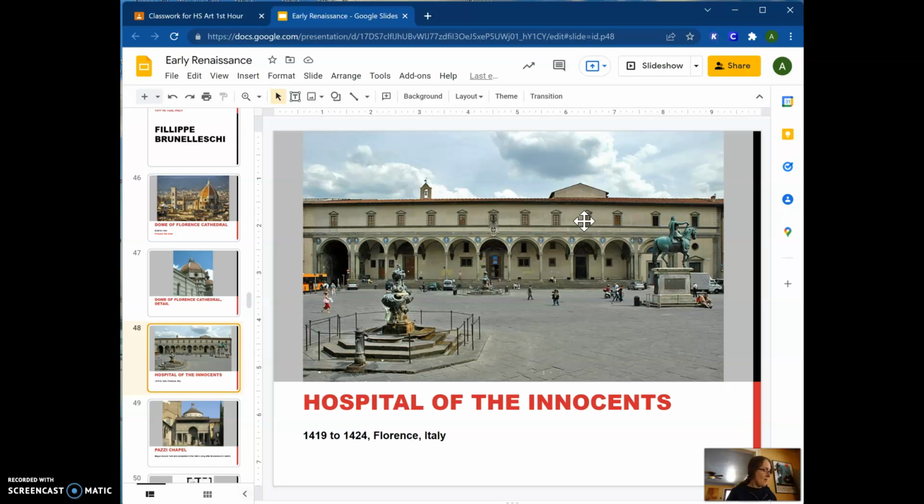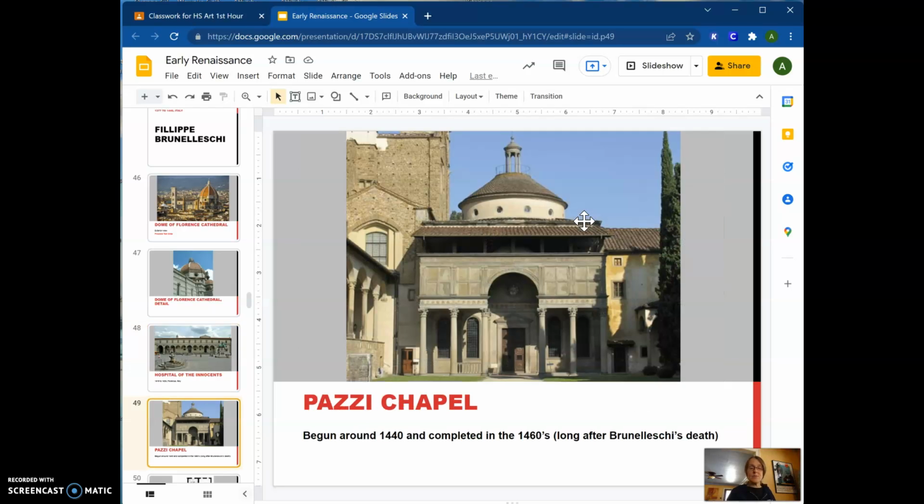All right, now, in this next image, we have the Pazzi Chapel. This he began around 1440 and completed in the 1460s. Now, it was completed after Brunelleschi had died, so another architect took this commission after he died.